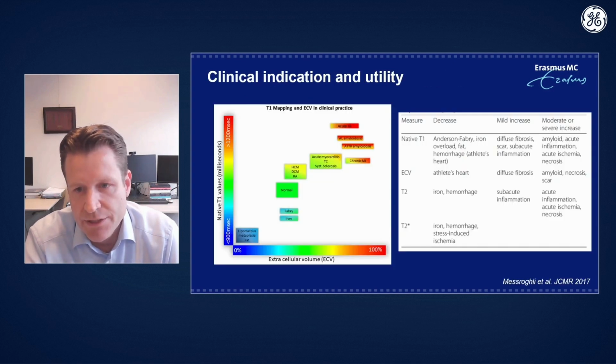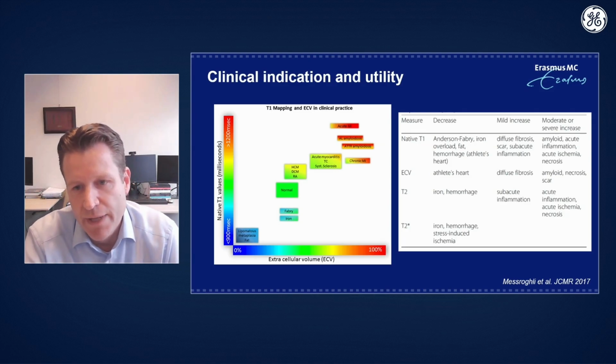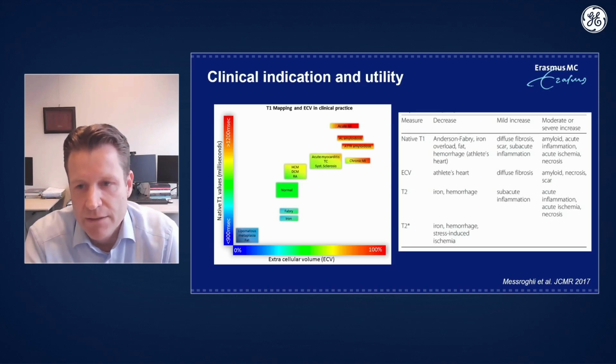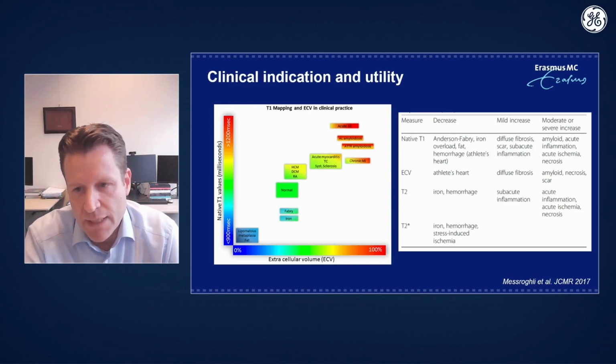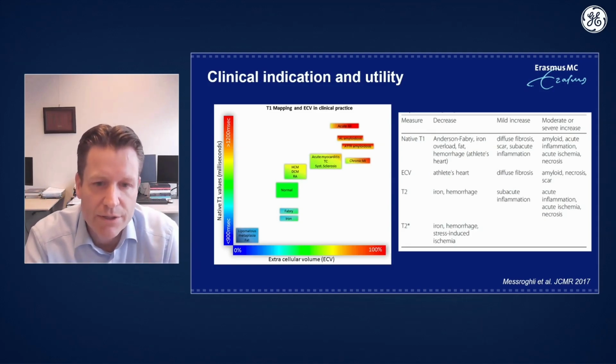So what about the clinical indications and the utility? It's already quite some years ago that the position paper was published in the JCMR in 2017, but I think it still holds, especially for the native T1 that's decreased in Anderson-Fabry disease, in iron overload, and in fat. It's mildly increased in, for example, diffuse fibrosis or subacute inflammation, and it's strikingly increased, especially in amyloid, but also acute inflammation or acute ischemia. And the extracellular volume can be used for diffuse fibrosis, and of course also in amyloid or in necrosis in scar.